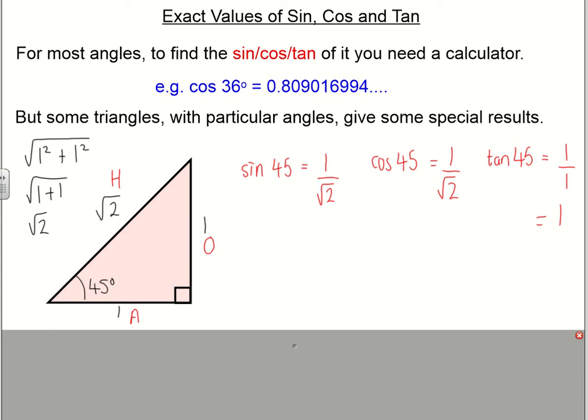So there's your first set of exact values to learn. And what you really need to know is the triangle they come from. If you've got the triangle, you can work out sine, cos and tan on the day when you need to.